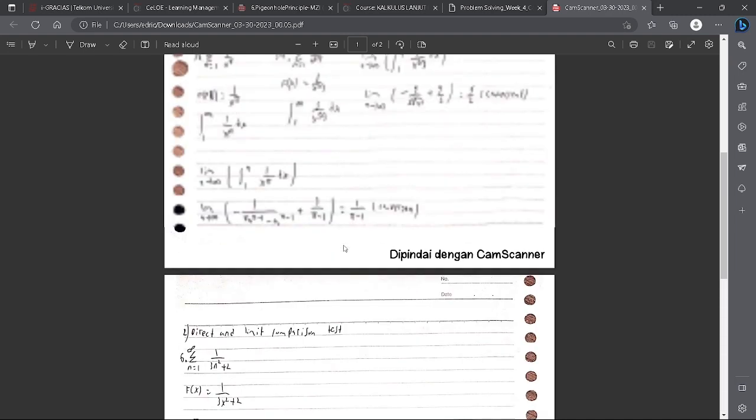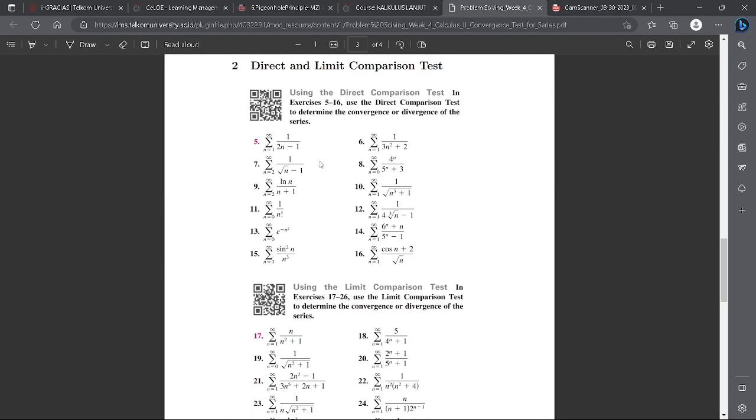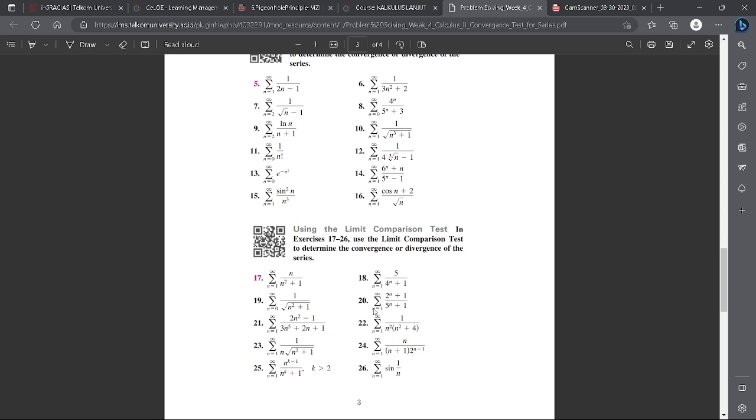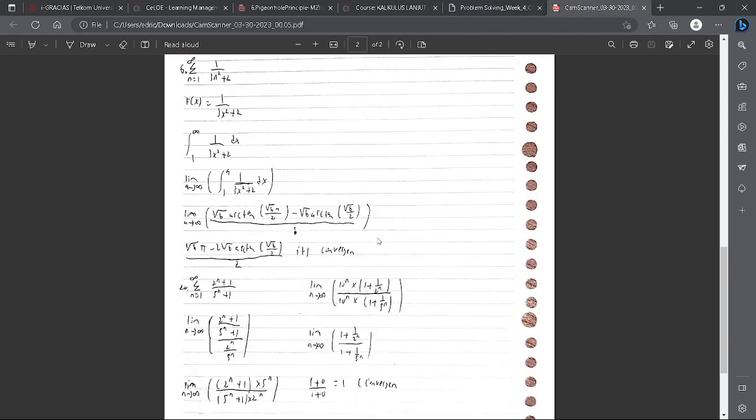Still on direct and limit comparison, now I choose number 30. The sum from n equals 1 to infinity of 2 to the power n plus 1 over 5 to the power n plus 1. This is my result.